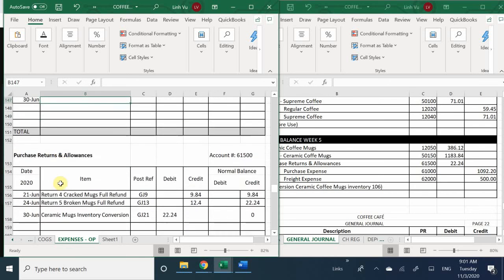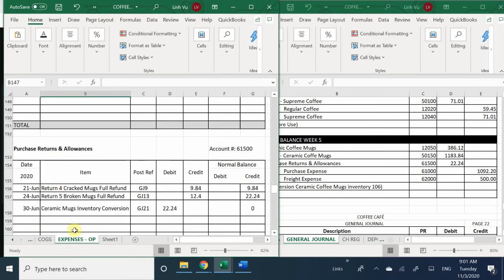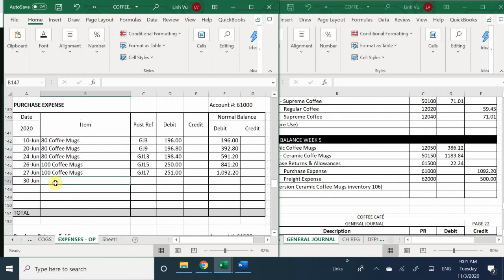So with that, the returns and allowances is already down here. Okay. So will we just put conversion? That would be a little better, yes. So conversion, and then we can actually be specific since our purchases are not specific. So we can say conversion, just write mugs, ceramic coffee mugs, to inventory. Right?